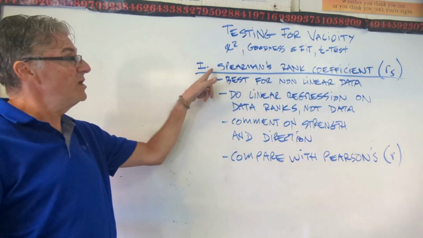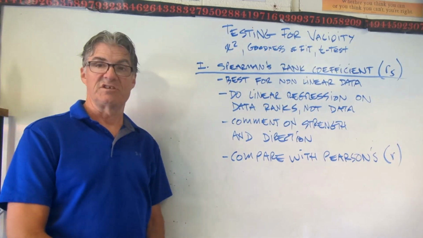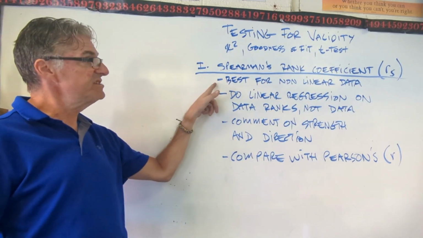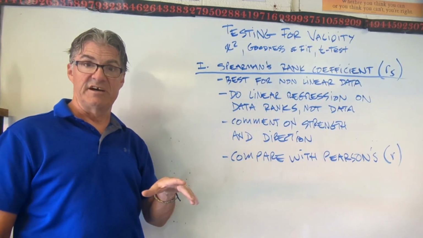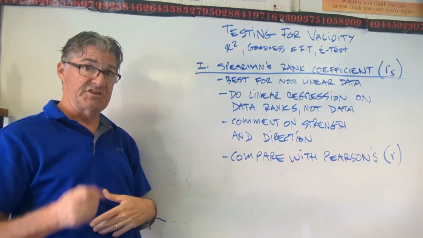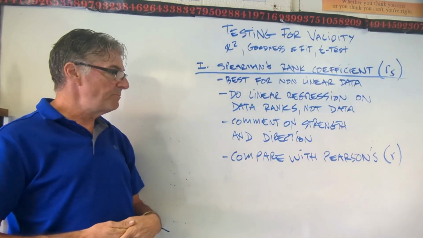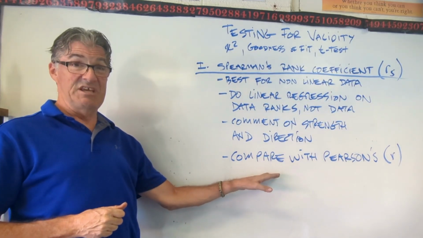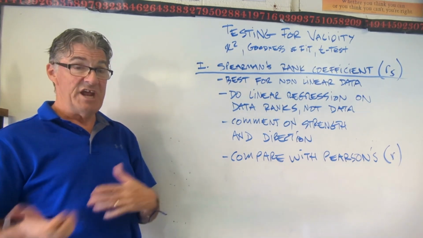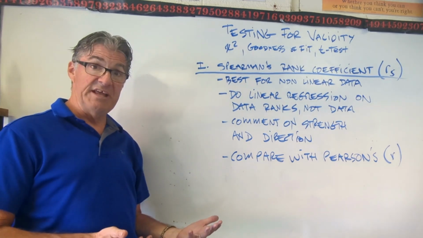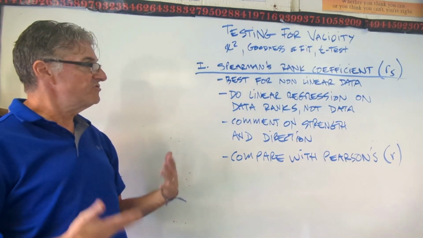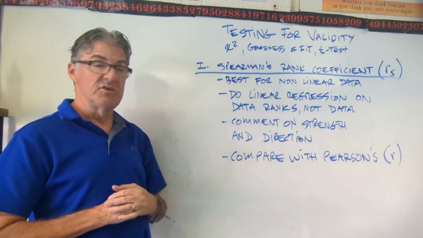Our first test was Spearman's rank coefficient, R sub s. This is best for non-linear data. Now, Pearson's R is calculated in the same way, but there's a difference, and we'll get to that in a minute. But Pearson's R doesn't give you a very good correlation for non-linear data. You could actually have a very strong correlation, it's just not linear, so Pearson's isn't going to show that. So that's why we use Spearman's in those cases.